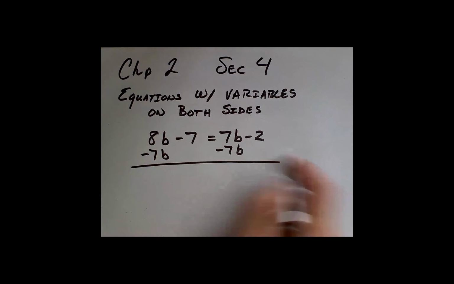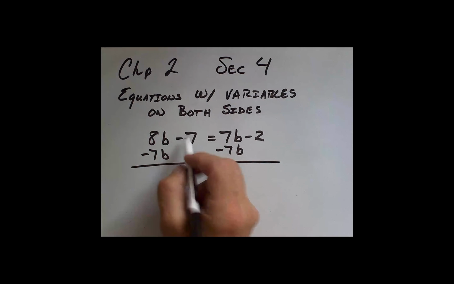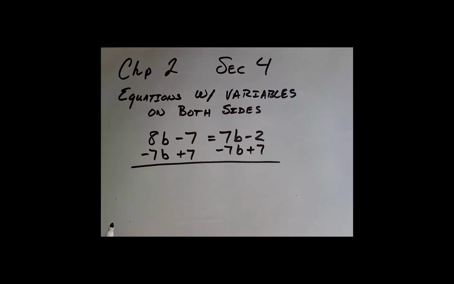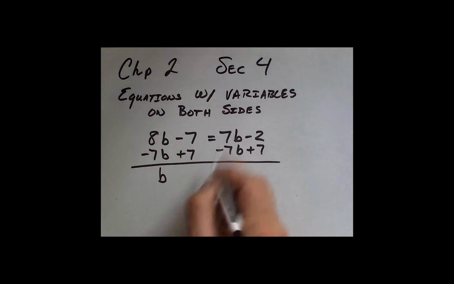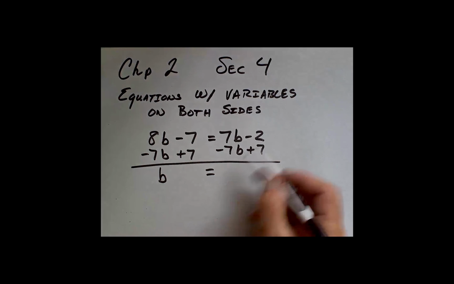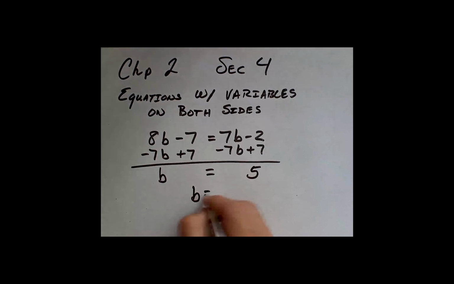If my b's are coming over to this side, then my constants have to go to the other side. So I'm going to bring my 7 over. I'm going to do a plus 7 here, and I'm going to do a plus 7 here. Now let's do the math. 8b minus 7b is 1b, or just b. Minus 7 plus 7 is 0. We'll leave that. We'll put our equal sign in. 7b minus a 7b is 0. We can leave that. Minus 2 plus 7 is a plus 5. We now know that b equals 5. We didn't have to do a multiplicative inverse for this because b has a 1 in front of it. We don't have to do anything with that. We've got our answer.